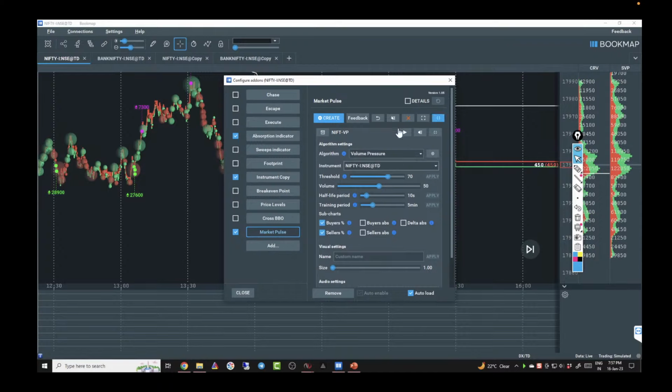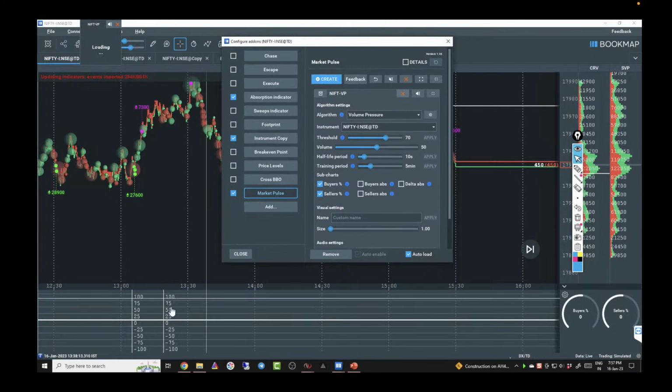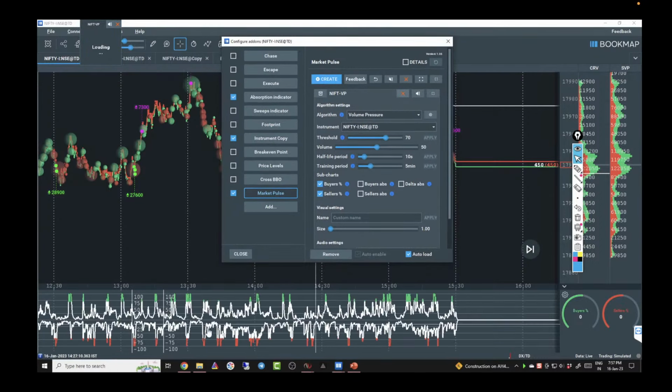So for example, if I play it, we will be able to see the sub chart in the lower section. Right now we are able to see the buyer and sellers percentage, and wherever we see the 70 percentage scenario, for example in this case the buyers volume crossed 70 percentage of the average volume in terms of the 5 minute training period. Similar goes with the sellers as well. If it is happening more than 70%, this is where the threshold of selling is met. That's why it is showing in a red color.